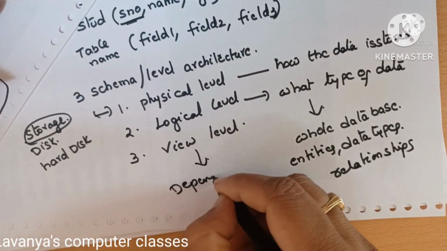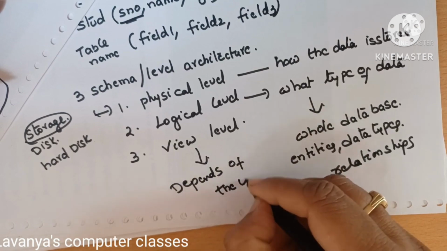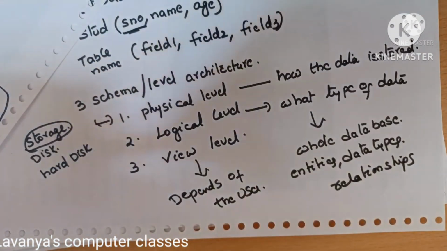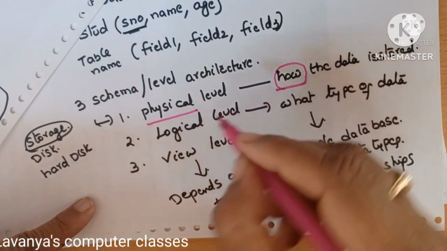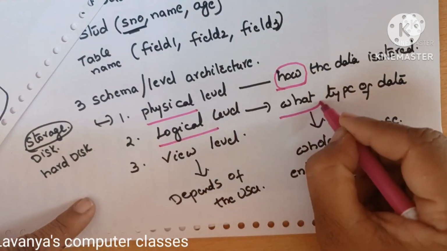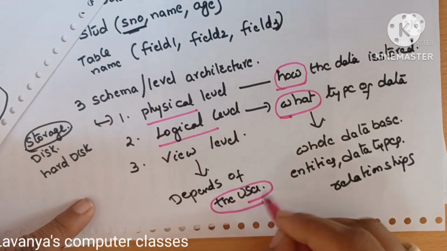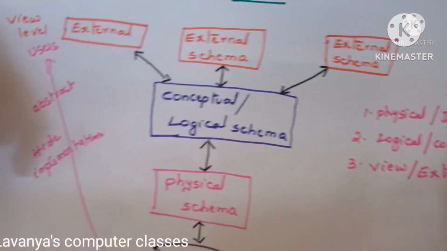Next is the view level. View level is also known as the user level, external level. Depending upon the users' requirements, they will see the information. That's why there are many view levels. So in the physical level, we concentrate on how the data is stored and where the data is stored. In the logical level, what type of data is stored. So everything together is known as the 3-level architecture.